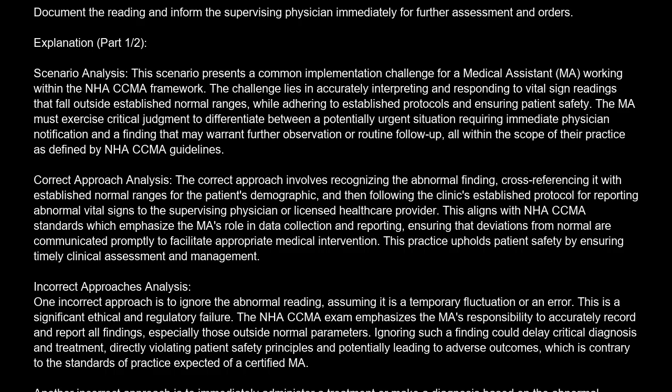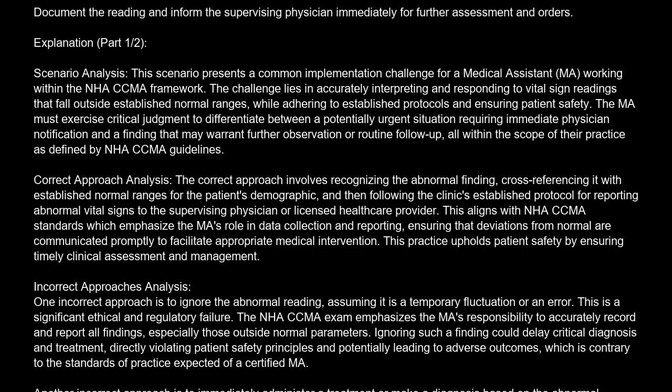The MA must exercise critical judgment to differentiate between a potentially urgent situation requiring immediate physician notification and a finding that may warrant further observation or routine follow-up, all within the scope of their practice as defined by NHA CCMA guidelines.